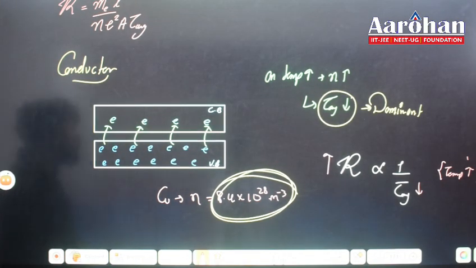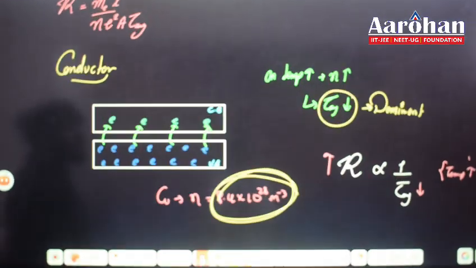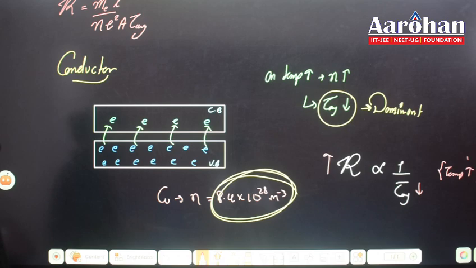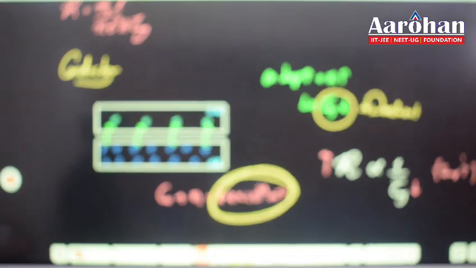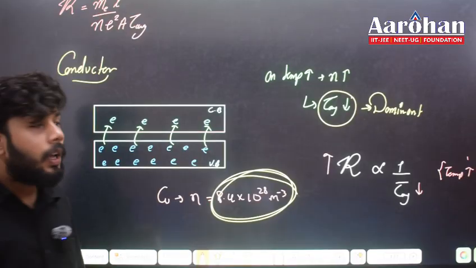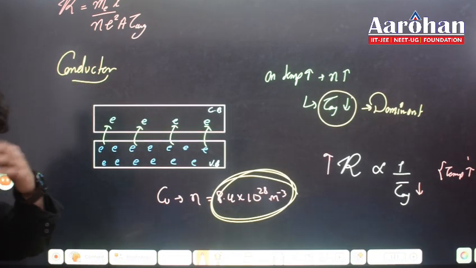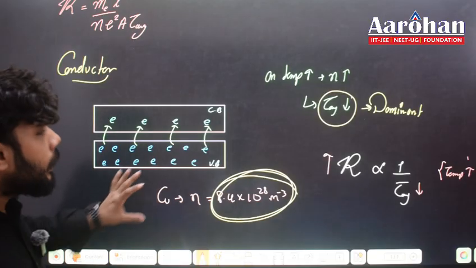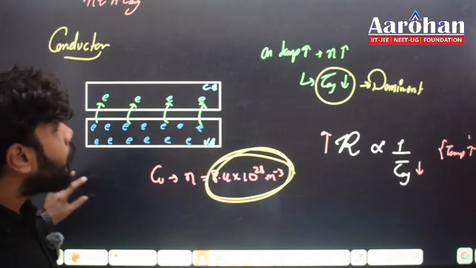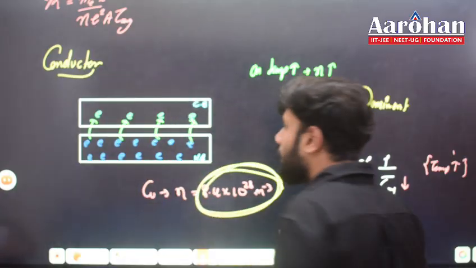We have discussed that on increasing temperature resistance increases for a conductor, and there are only two factors which affect it. One factor is not that significant because they already have such a high value of free electron density. That is the reason tau average becomes the dominant factor. So this is what we have discussed about conductors.